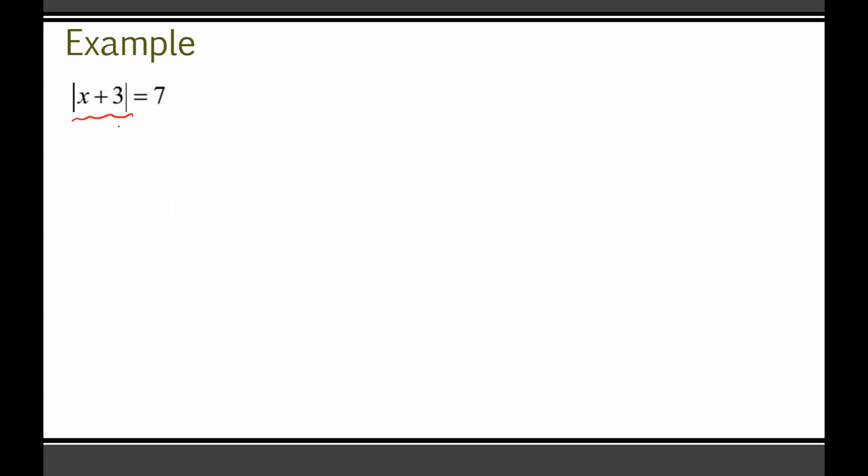So what you do is you set whatever's inside the absolute value equal to plus or minus the other side. So we're going to say x plus 3 could equal 7, right? Because the absolute value of 7 is 7. Or x plus 3 could equal negative 7. Because if x plus 3 was equal to negative 7, like there was a negative 7 inside of this, the absolute value of negative 7 is positive 7. That's kind of the idea here.